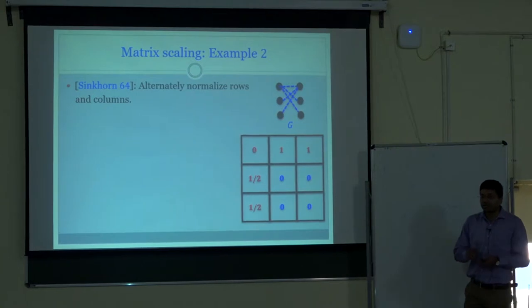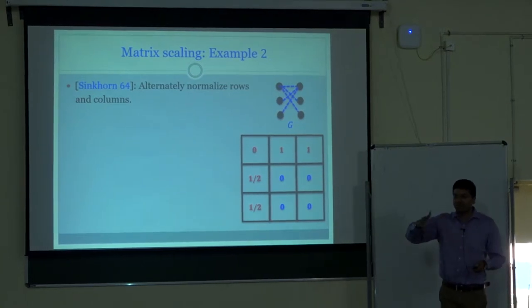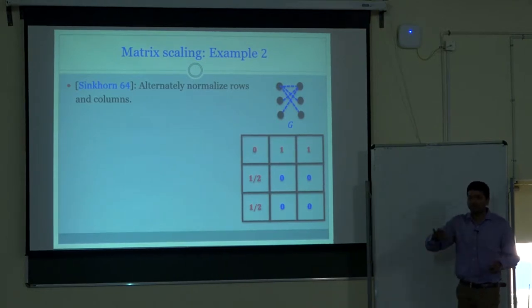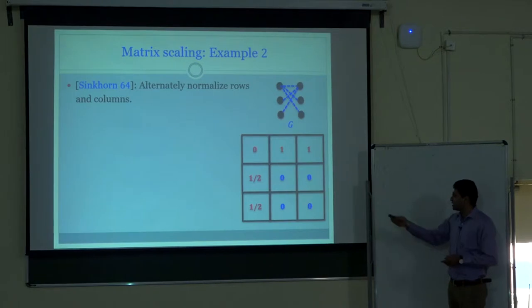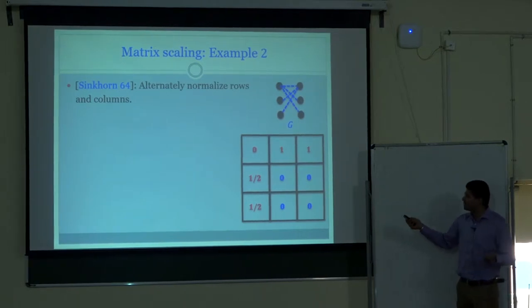So my algorithm is, you first normalize the rows, normalize the columns, normalize the rows, normalize the columns, and so on. So it's a fixed deterministic algorithm. And this algorithm, in some cases it converges, in some cases it doesn't. And yeah, this is one particular case in which it doesn't converge. You are stuck.